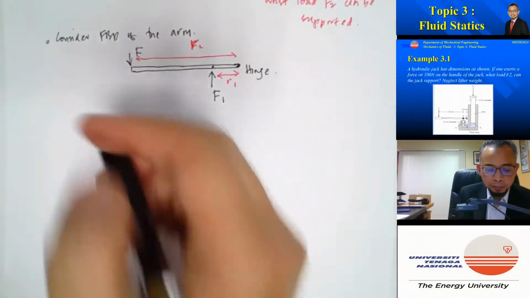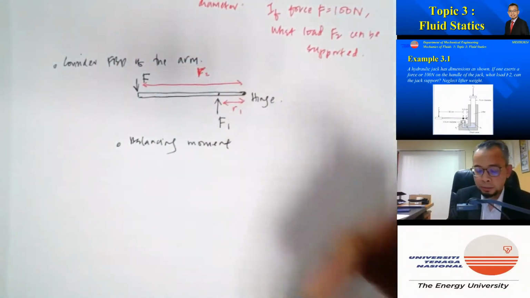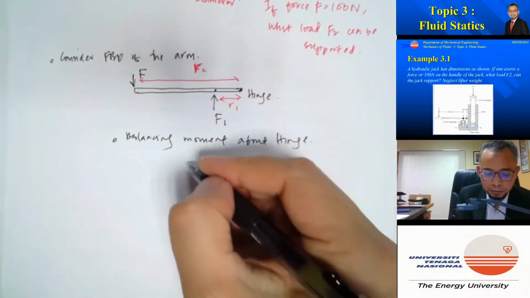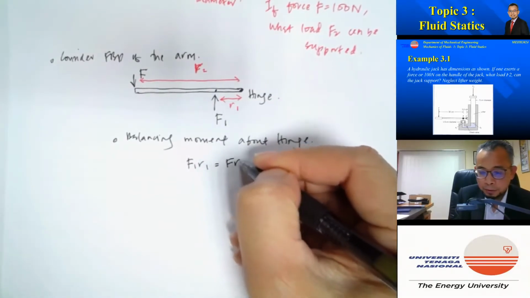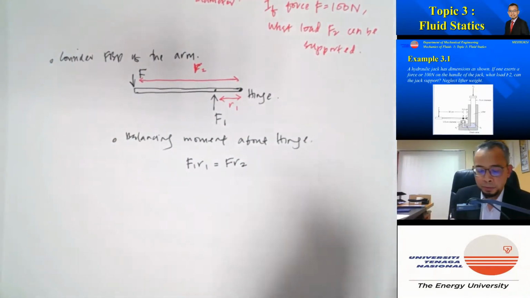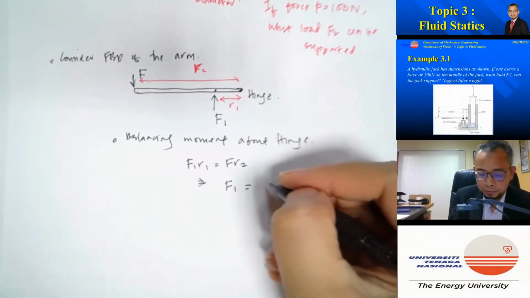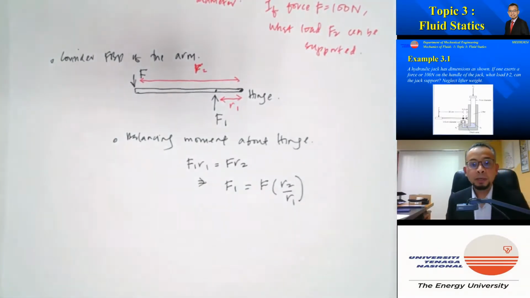So what we can do, we can balance moment about the hinge. That gives us F1 R1 must be equal to F R2. So this allows us to get the expression for F1 is equal to F R2 over R1.